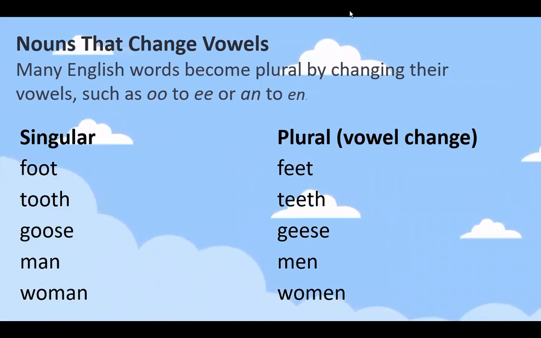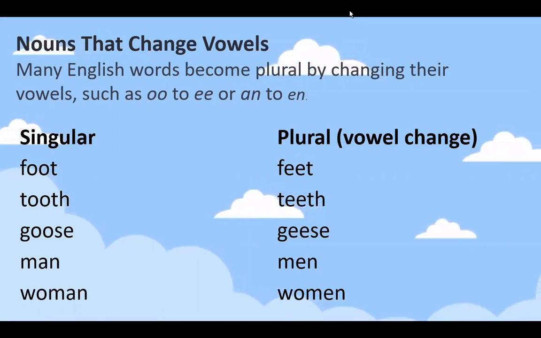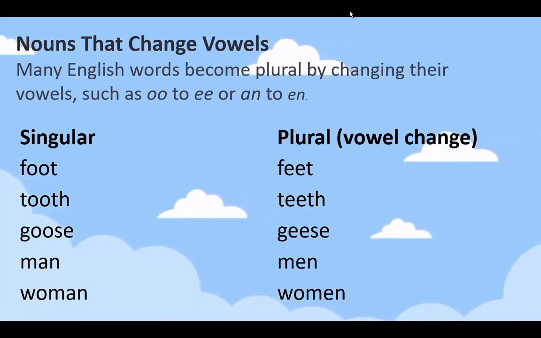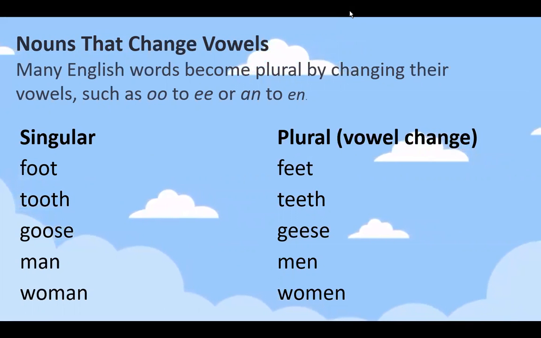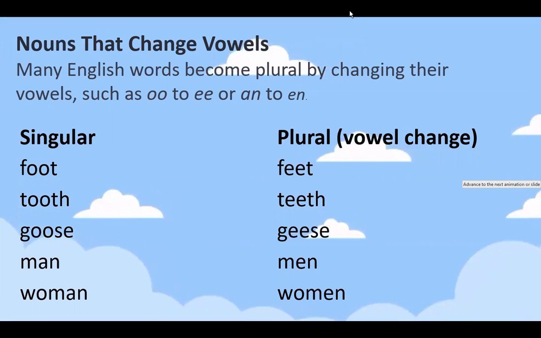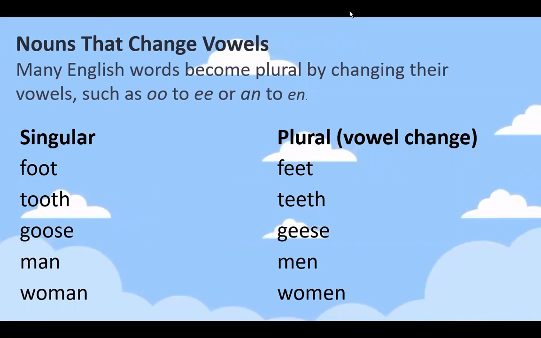Number five, we have man. It will become men. The an has become en. Same goes with woman. That will become women. So there are those changes in the vowels. Now another pattern that we could see is the following.